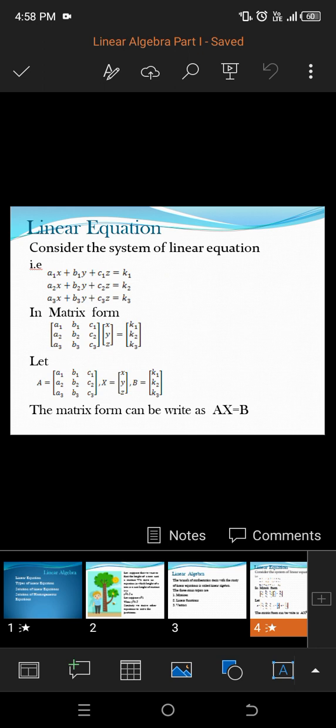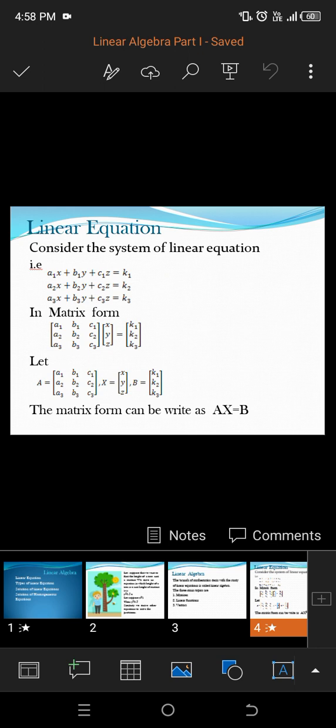A system in which more than one linear equation is used is called a system of linear equations. The main difference between a coefficient and a constant is that a constant is a simple number, and a coefficient is a number which is multiplied by a variable. In this system, a1, b1, c1, a2, b2, c2, a3, b3, c3 are coefficients, and k1, k2, k3 are constants. x, y and z are variables.